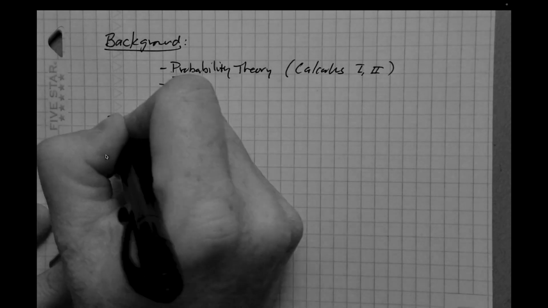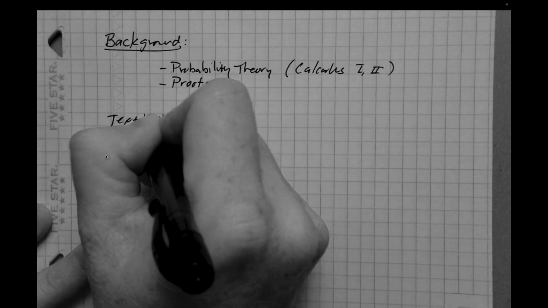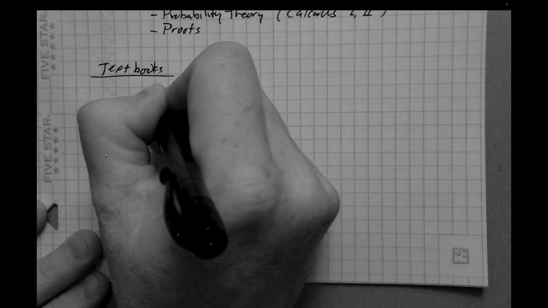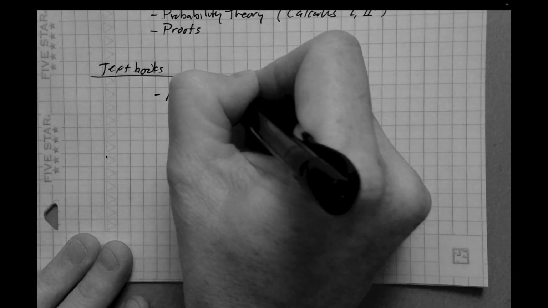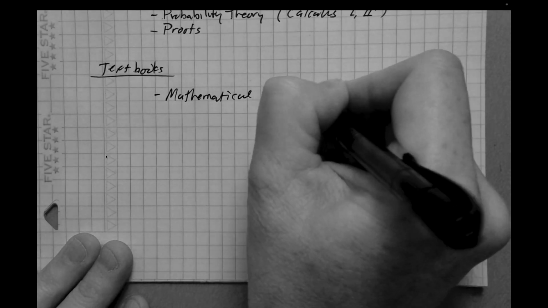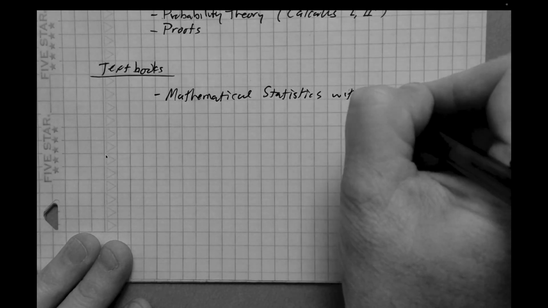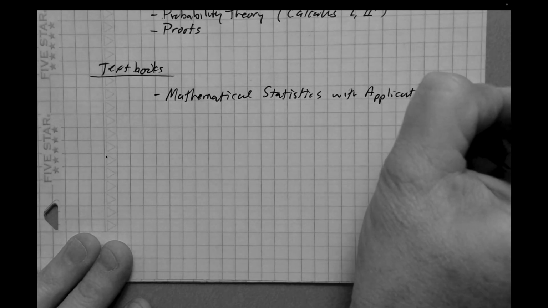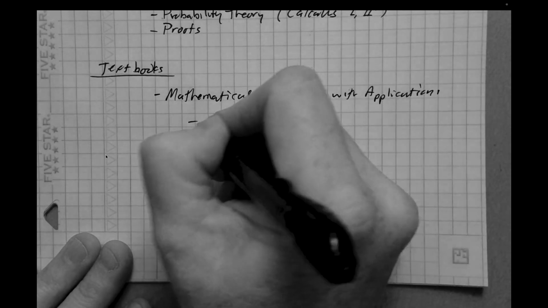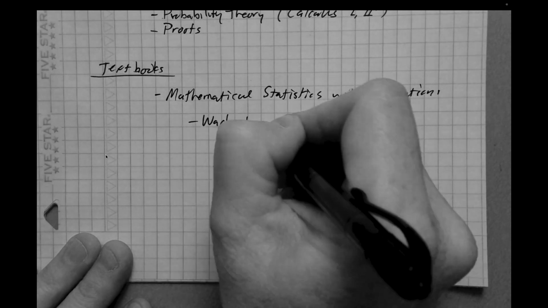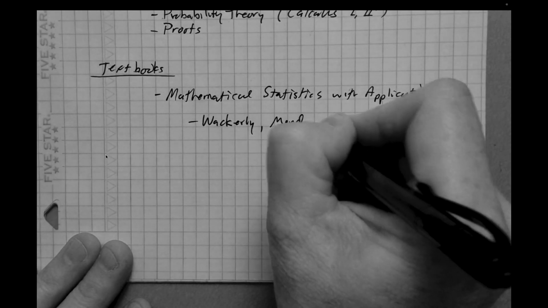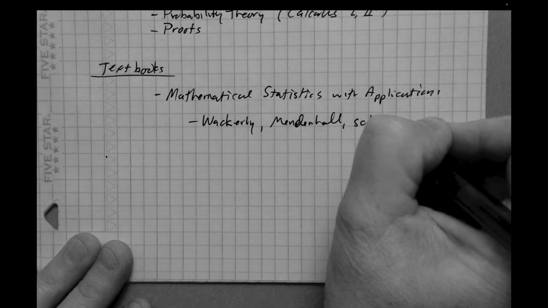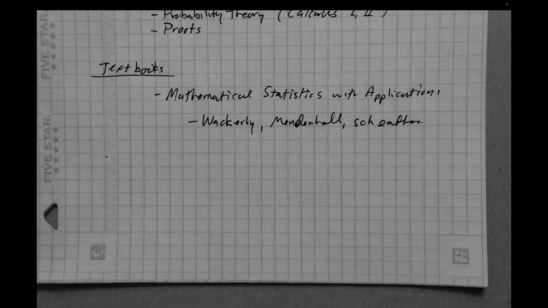So what textbooks will we use? We're going to proceed with the Wackerly text, Mathematical Statistics with Applications, by Wackerly, Mendenhall, and Schaeffer. This is a really famous textbook. It's the one I use for the probability theory course, and it's great for probability theory.